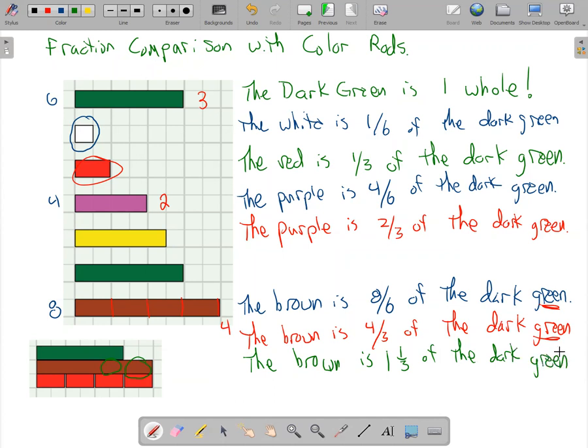So there's 3 different ways I can basically say the same thing comparing the brown to the dark green. The brown is 8/6 of the dark green. The brown is 4/3 of the dark green. I could also say the brown is 1 1/3 of the dark green, which is the better answer? Depends on your perspective on better. If I use the 1 as a comparison, which is very nice to use and jumps out at a lot of people easier than the red 2 does, then the first answer is the best one.